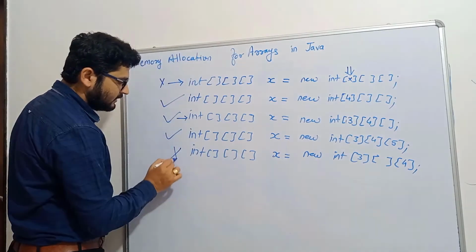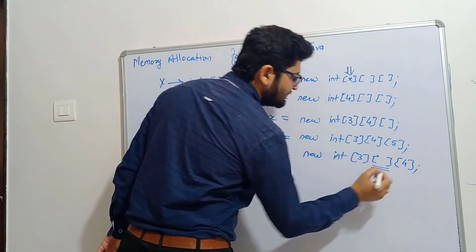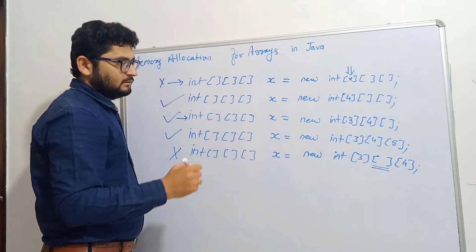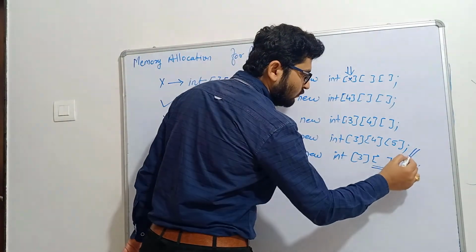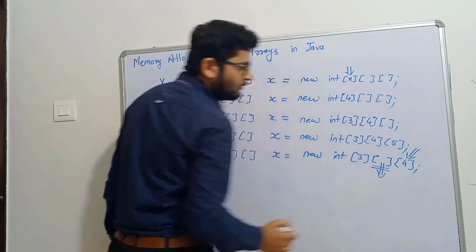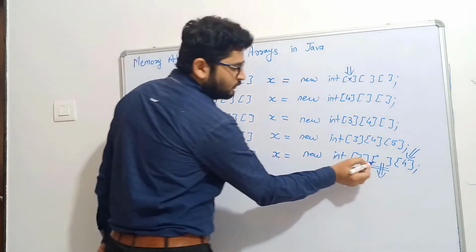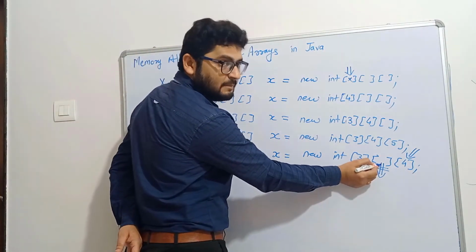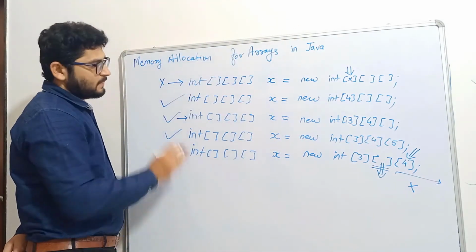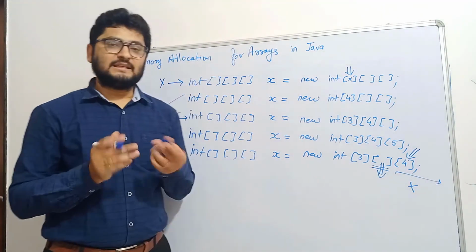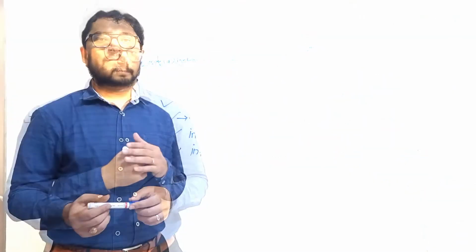This is invalid. Okay. Always remember that once you have not provided the size of any dimension, then you cannot provide the size of the next dimension. So here you have provided 4 over here, and this second dimension you have not provided. So that's why this is invalid. So once you have not provided the size of a particular dimension, for the remaining dimensions you cannot provide the size. Okay. In this way, the memory is allocated to one-dimensional and two-dimensional arrays in Java.